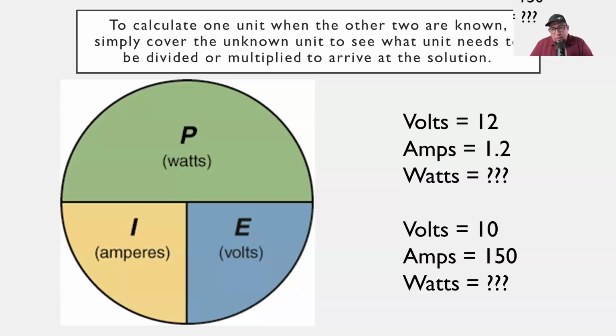Okay. We go to the bottom one, that one's a little easier. That's 10 times 150. Okay. 10 volts times 150 amps will give us 1,500 watts. So it's a 1,500 watt motor or microwave or whatever you want to look at. Okay. That's how we figure out watts. Very, very similar to Ohm's law.